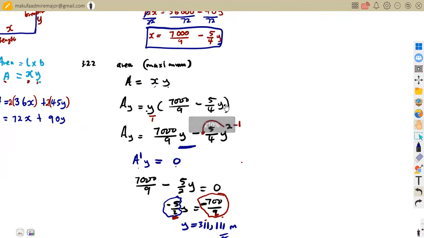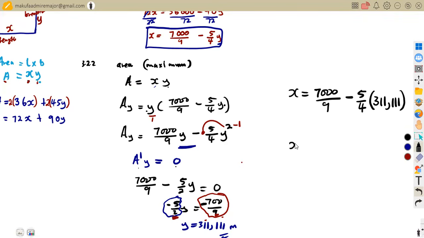So all we need now is to simply substitute this value of y that we have here. So at the end, x is going to be equal to 7,000 over 9 minus 5 over 4 times y. So it's going to be 5 over 4 times the value of y that we got, which is 311,111 in meters. That will give us the value of x, which, if you round off to 3 decimal places, is 388,889, also in meters. All right, so that was the idea of our question.